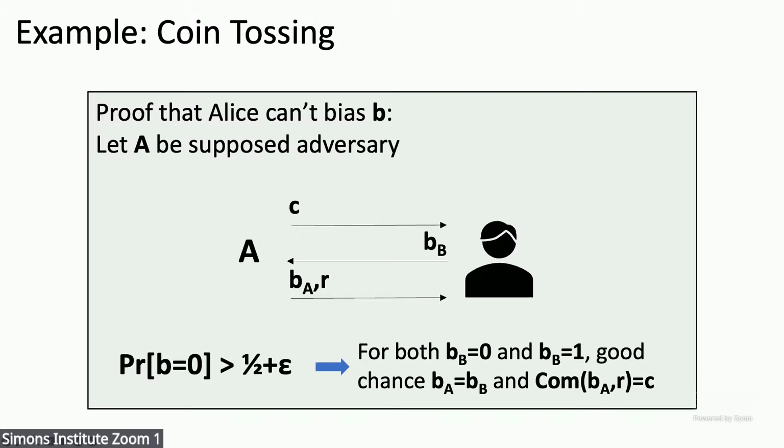And intuitively, what this says is that if Alice is able to do this and actually exceed 1/2, then regardless of Bob's bit B, there's a good chance that Alice will be able to open it to whatever she wants. She's targeting b equals 0, which means she wants her opening to match Bob's bit. And regardless of what Bob's bit is, there's a good chance that she will be able to do that.